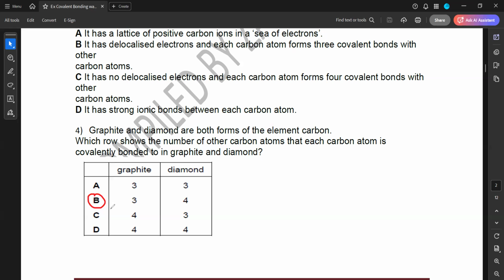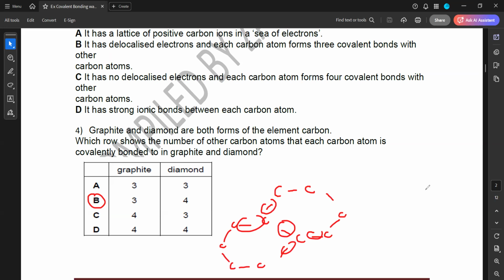Sir, I have a doubt. Sure, I will explain. Graphite and diamond both are forms of carbon. Which row shows the number of carbon atoms in covalently bonded graphite? When we draw the structure of graphite, it is a hexagonal ring. You will see how many bonds each carbon is forming. It is forming 3 bonds: 1, 2, 3. So each carbon is forming 3 covalent bonds. But in the diamond tetrahedral structure, each carbon is forming 4 covalent bonds.